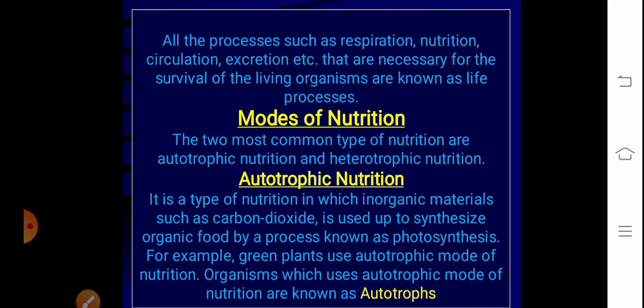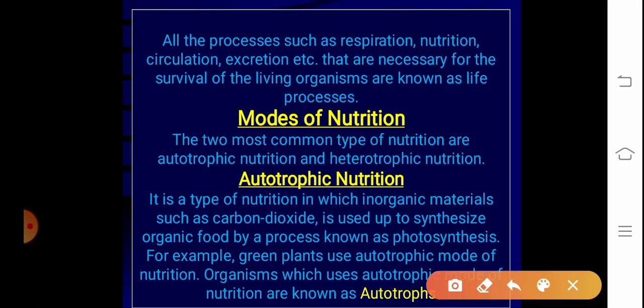So when I talk about the life process, you know that there are so many life processes which are taking place inside a living organism, right? Some of the life processes are respiration, nutrition, circulation, excretion, reproduction, movement, growth, control and coordination. All these are the types of life processes. If all these processes are taking place inside the body of a living organism, then we can say that organism is alive. Okay?